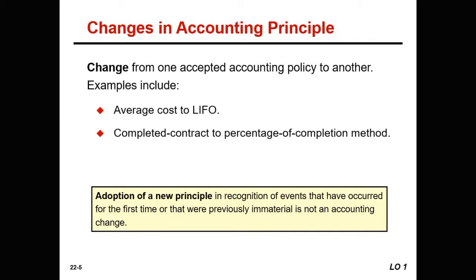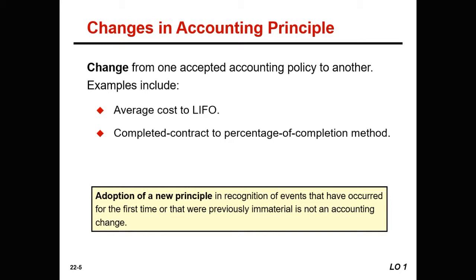So, a change from one accepted accounting policy to another. Examples of these are a change from average cost to LIFO, or from completed contract to percentage of completion methods. The adoption of a new principle in the recognition of events that have occurred for the first time or that were previously immaterial is not an accounting change.